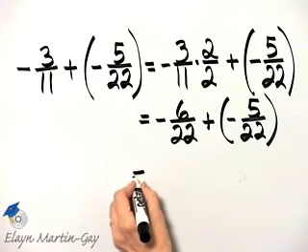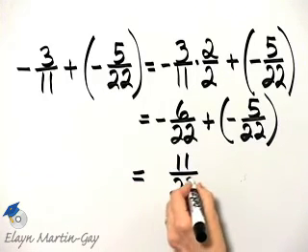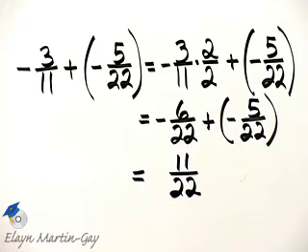So let's write down this sum then. Once again, you add the absolute values. When you add the absolute values, you get 11/22, and then you attach that same sign. So the sum is -11/22, but notice 11/22 is not in simplest form.